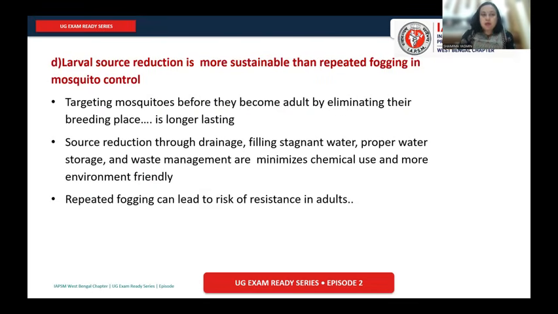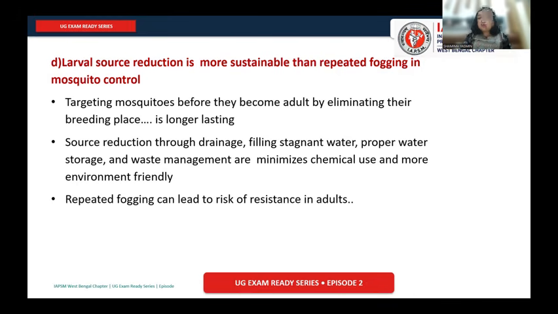The next part of explain why was why larval source reduction is more sustainable than repeated fogging in mosquito control. Now, with fogging in mosquito control, we are usually attacking the adult mosquitoes. So it will be just a section of adult mosquitoes, while with larval source reduction, we are targeting the mosquitoes even before they become adult by eliminating their breeding places. So obviously it will be longer lasting, and we can eliminate those mosquitoes for a longer period.